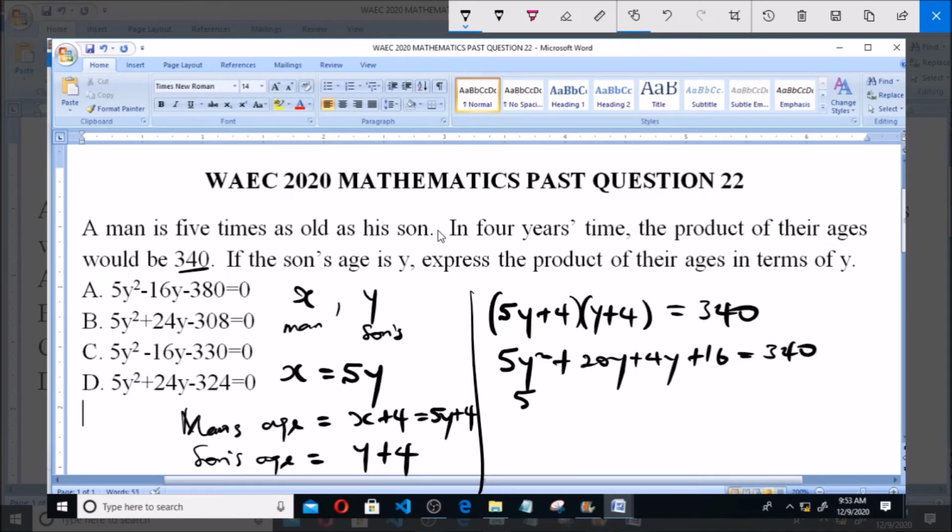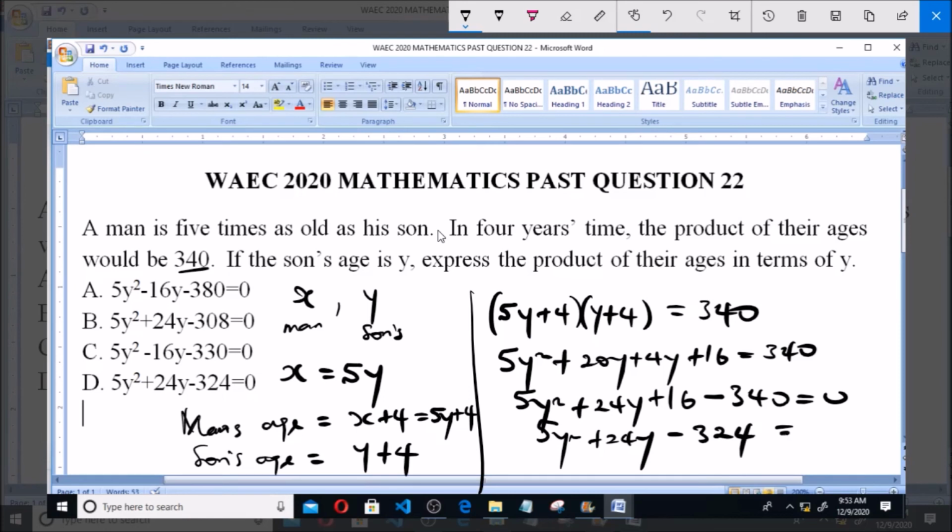So here we have 5y square plus 24y plus 16, then minus 340 is equal to 0. So we have 5y square plus 24y plus 16 minus 340, which will give us minus 324, is equal to 0.